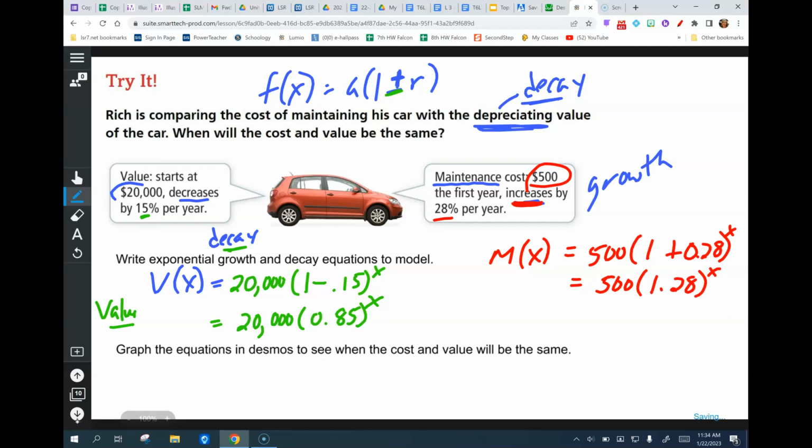Wow, maybe buy a different car if it has that much. Read your Consumer Reports and find a better value if it's going to be a cost of 28% per year. Okay, so anyway, these are our two equations.